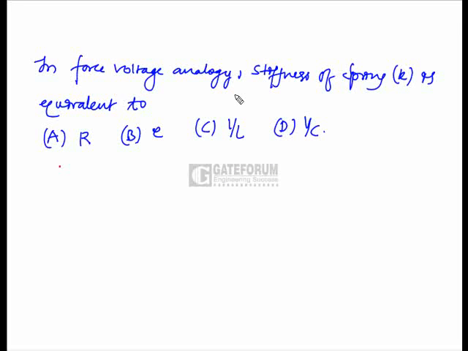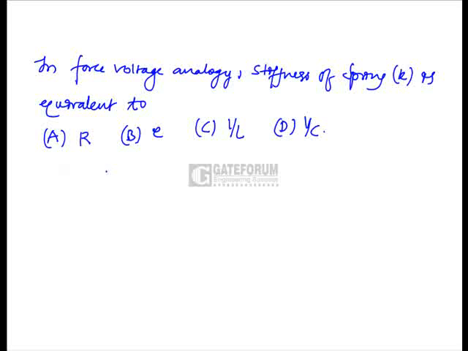Now, in force voltage analogy, stiffness of spring constant K is equivalent to, it can be resistance, he has given, it can be 1 by L, that is 1 by inductance, and 1 by C, 1 by capacitance, and one more option given as E, voltage.